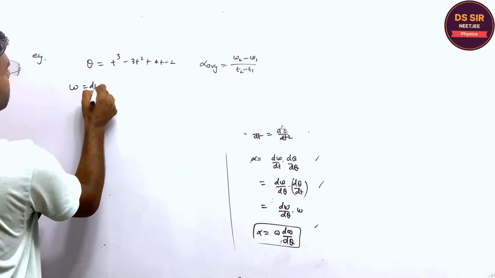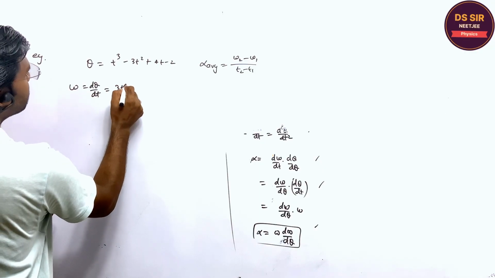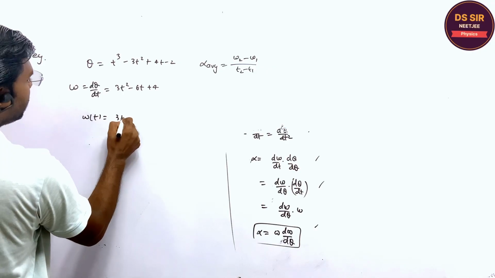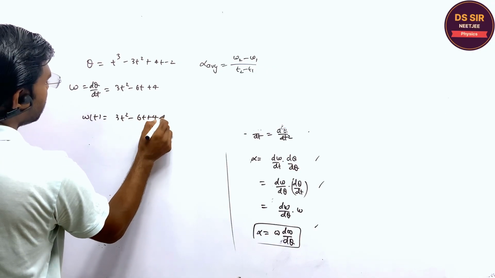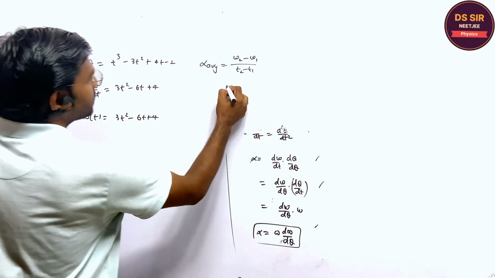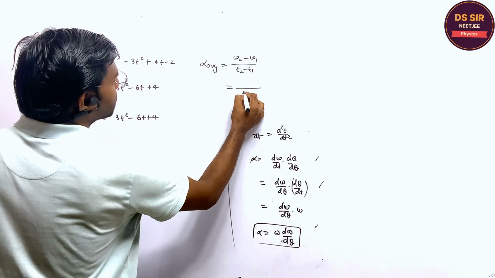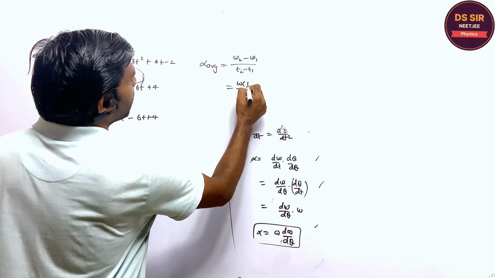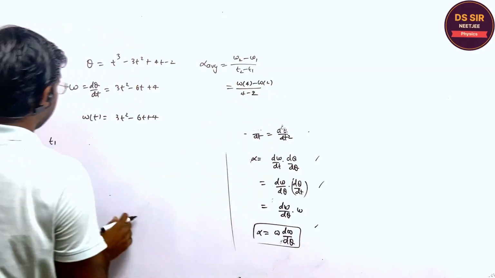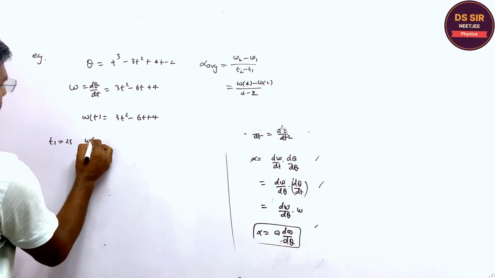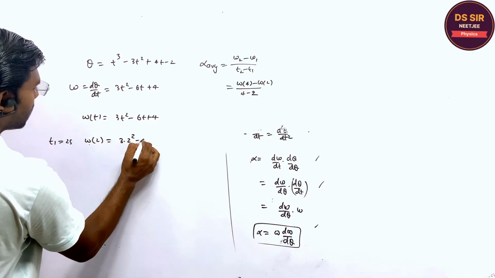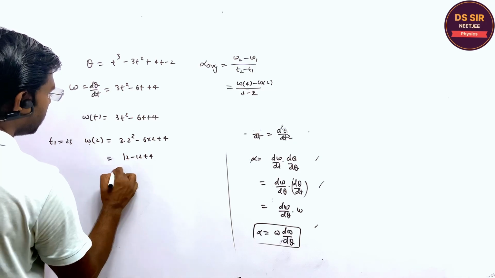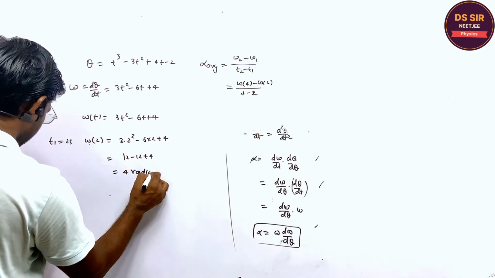So the angular velocity is, differentiate this, 3t square minus 6t plus 4, which you obtain as a function of time t, right? And what are t1 and t2? t2 minus t1 is 4 minus 2, so you have to subtract omega 4 minus omega 2. So this is 2 second, this is omega 2: 3 into 2 square minus 6 into 2 plus 4. This is 12 minus 12 plus 4, equal to 4 radian per second, right?